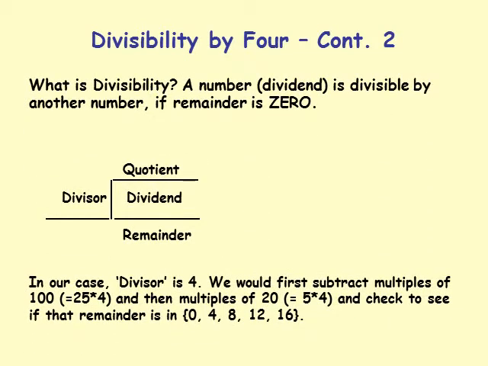We continue with the same section here. In our case, the divisor is 4. We first subtract multiples of 100. You know what 100 is? It's 25 times 4. Then multiples of 20, which is equal to 5 times 4. And check to see if the remainder is divisible by 4, and for that it has to be either 0, 4, 8, 12 or 16.